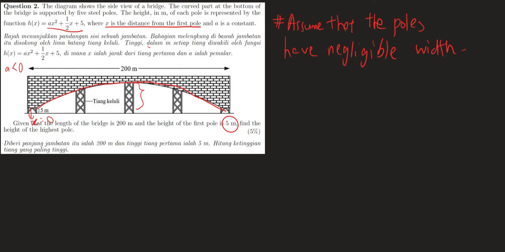Now we know the length of the bridge is 200 meters, and at the end point here, this is also 5. Correct or not? Because these two poles must have the same length, otherwise the bridge is kind of weird. It won't stay still. So we know at the end of the bridge the height is also 5 meters. We can plug this into our equation. When x is equal to 200, h is equal to 5. We plug this information in, and this allows us to find a.